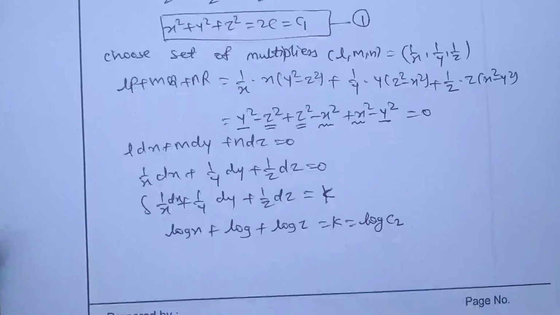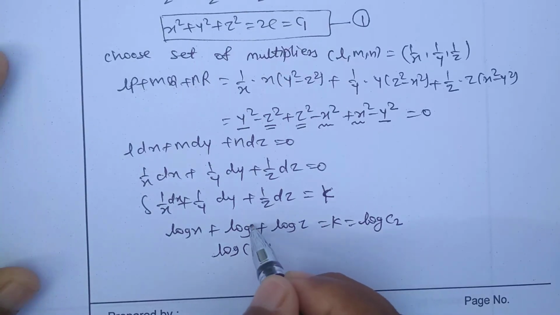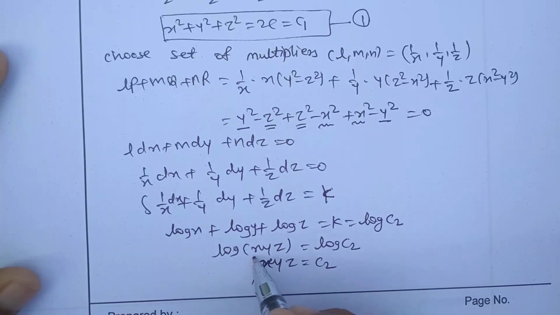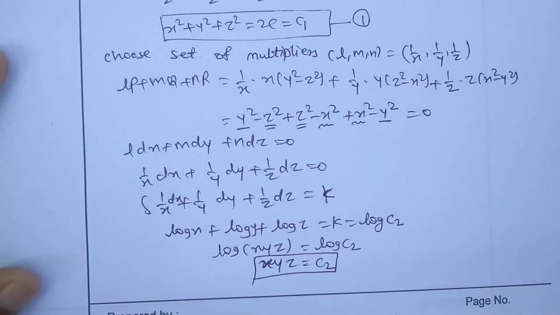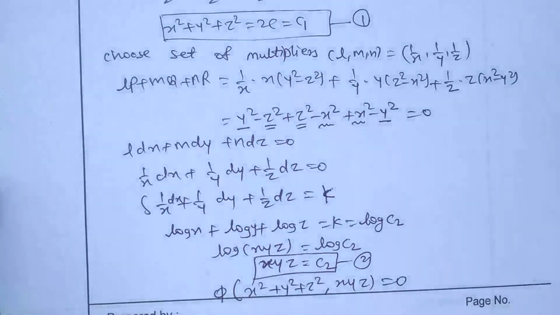Now using rules of logarithm, you will get log of xyz is equals to log of c2. That means xyz is equals to c2. This is the second solution. So our final answer is phi of c1 comma c2, c1 is x square plus y square plus z square, comma c2 is xyz is equals to 0. This is our final answer.